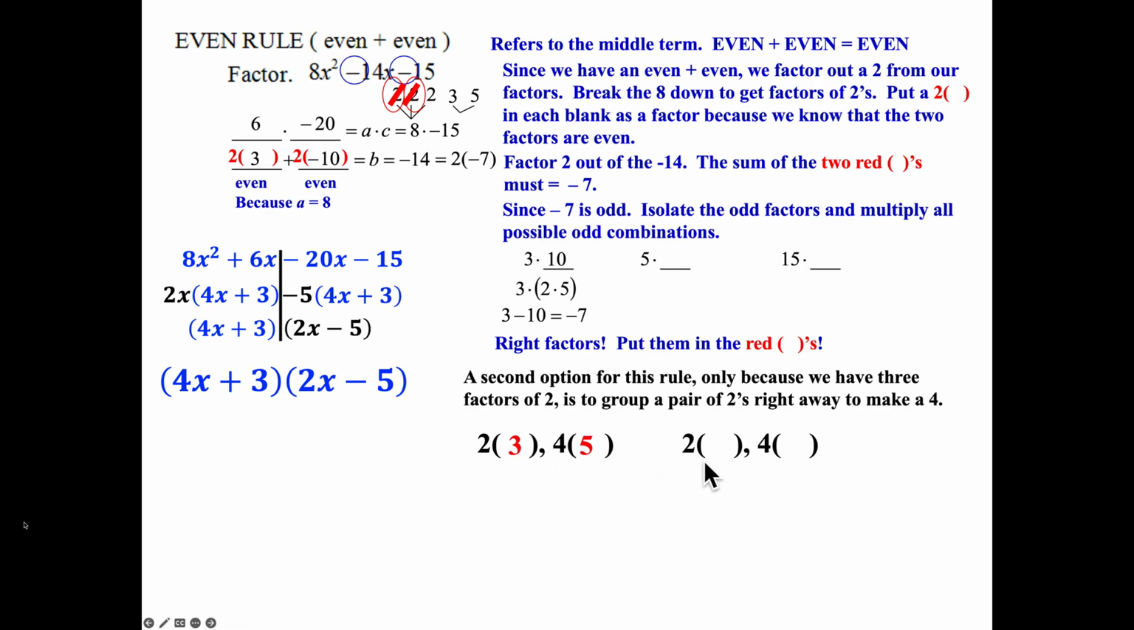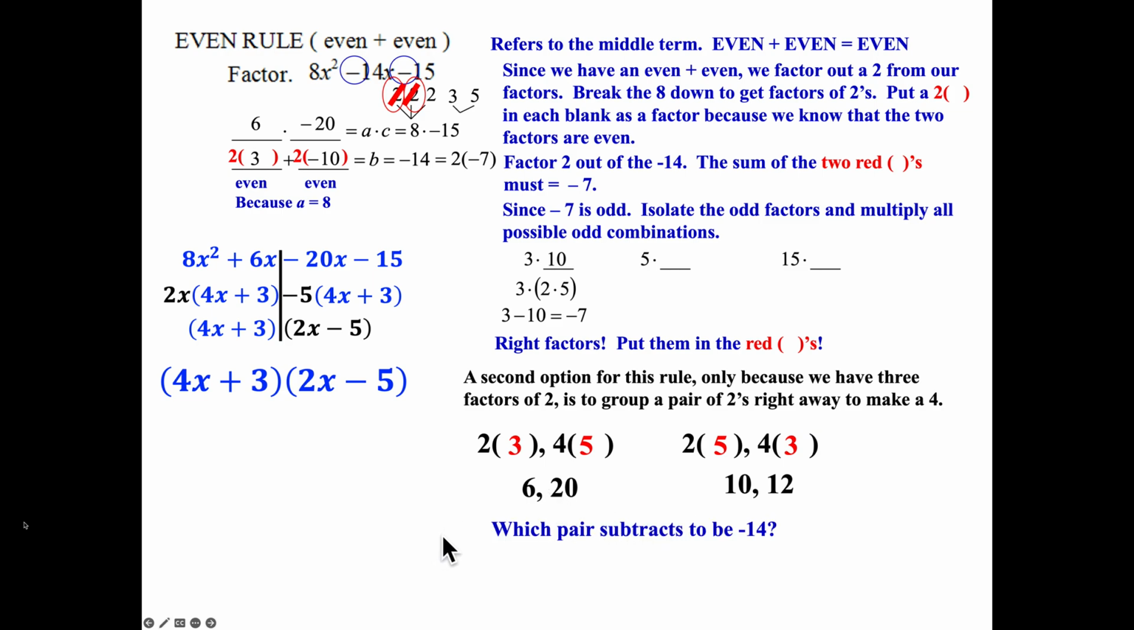So 3 and 5, then 5 and 3. Multiply this out, you get 6 and 20, 10 and 12. Which pair of numbers are going to subtract to be your negative 14? It's the 6 and the 20. And that's another way to get to your numbers.